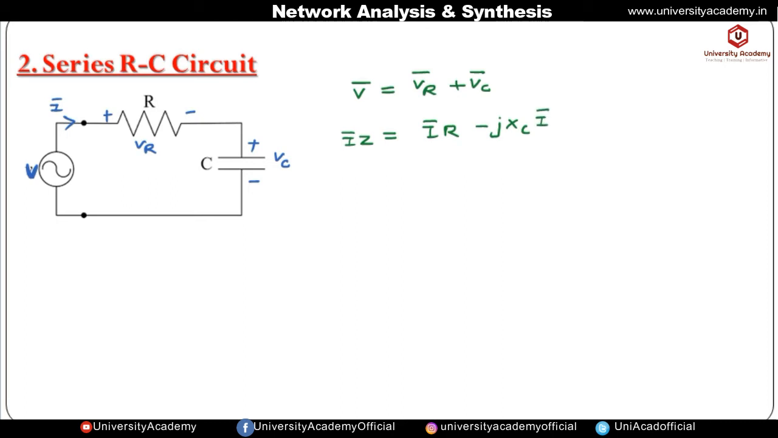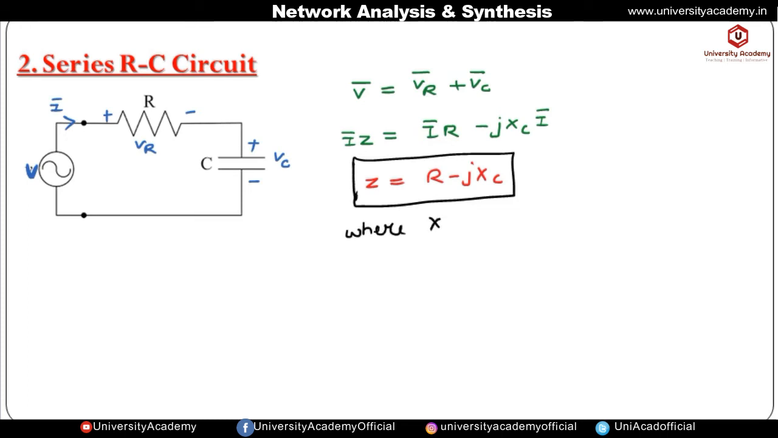So if we take current, it will get cancelled out, so we are left with impedance. Then the Z value we are getting is R minus jXc. Okay, so R is a resistance and Xc is the capacitive reactance, where Xc is given by 1 by omega C, and the unit is ohm.